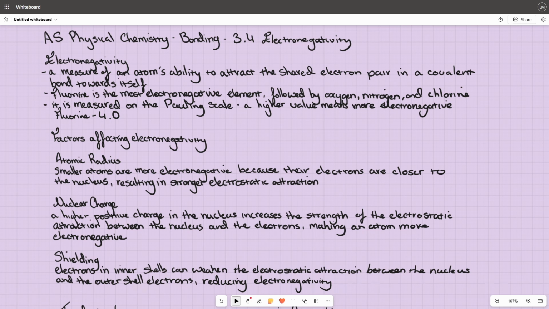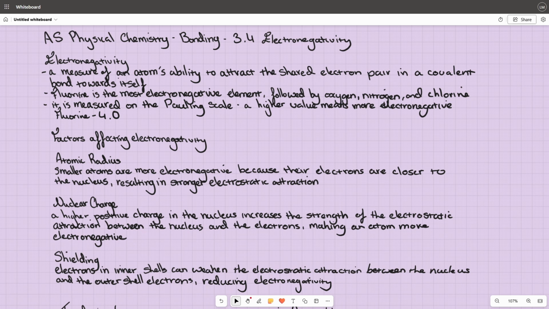There are multiple factors that affect electronegativity, one of them being atomic radius, and this means that smaller atoms are more electronegative because their electrons are closer to the nucleus, resulting in a stronger electrostatic attraction. This means that the closer they are together, the more the nucleus can draw in electrons.